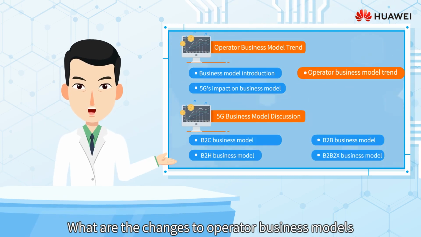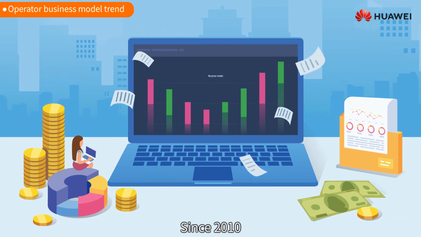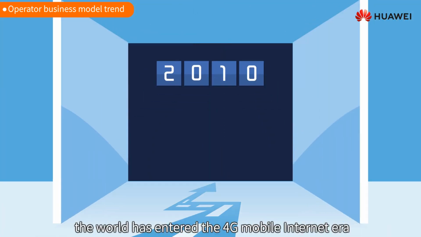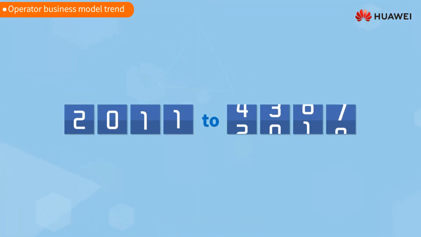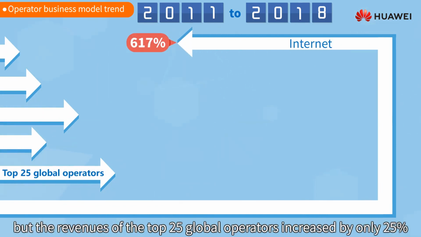What are the changes to operator business models? Let's take a review. Since 2010, the world has entered the 4G mobile internet era. From 2011 to 2018, the revenues of internet giants increased by 617%, but the revenues of the top 25 global operators increased by only 25%.